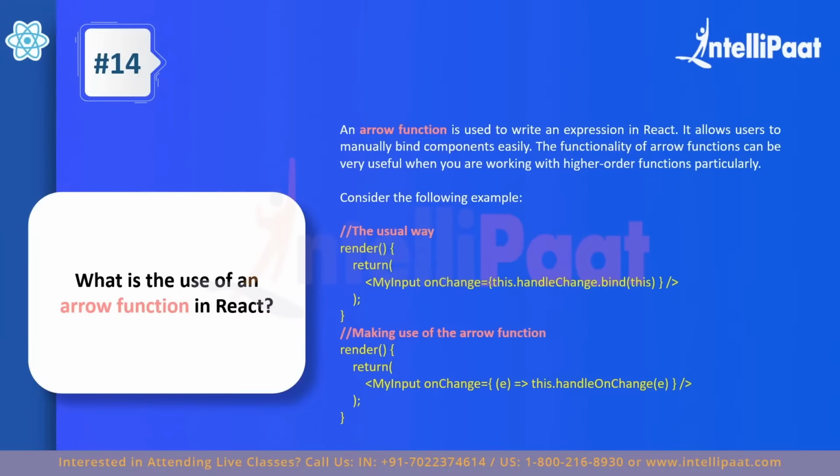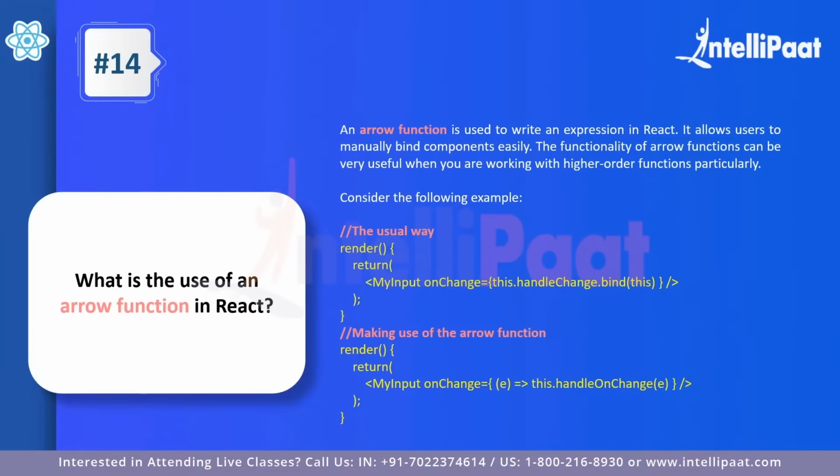So you might have used the arrow function, or you might know how to use the arrow function as well. It is a very simple expression that is used in React in case you have the requirement where you have to bind certain components manually. The functioning is very simple, it is very direct, and it is very helpful when you're working with something called higher ordered functions as well. Again, we have another question for higher ordered functions, so we'll check that out there.